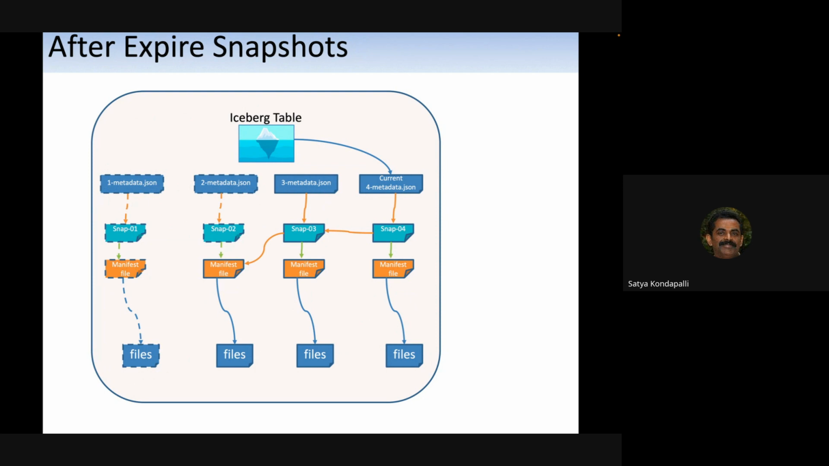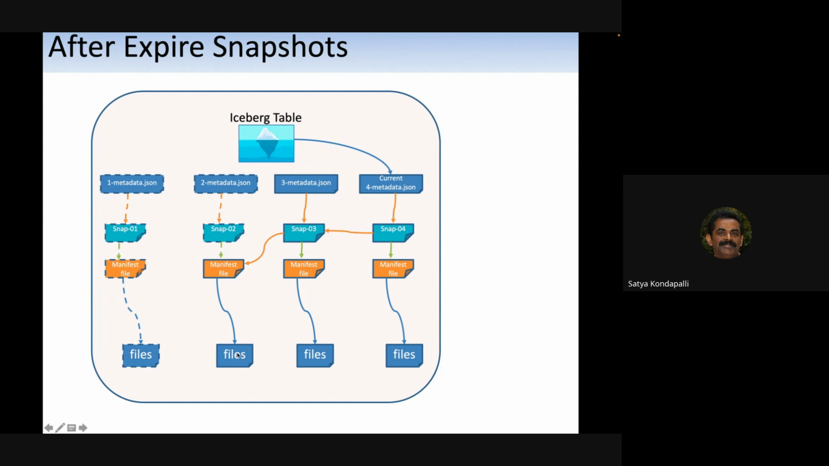Now, when you run an expire snapshot, the metadata JSON files are not deleted. Remember that one. These are separate processes. So when you expire, only snapshot IDs are deleted first. Then it will look at whether this manifest file and the corresponding files are still associated with anything, and if not, they will be deleted. But if this manifest file is associated with a snapshot, it will verify that and make sure. So that's how it happens.